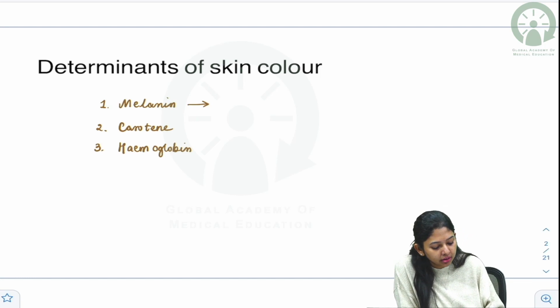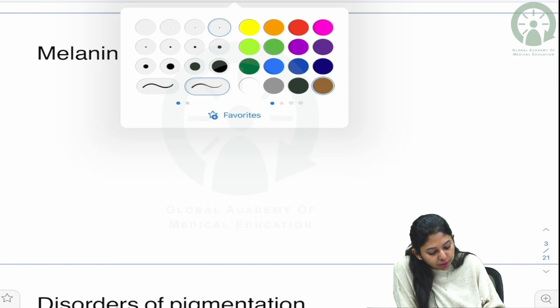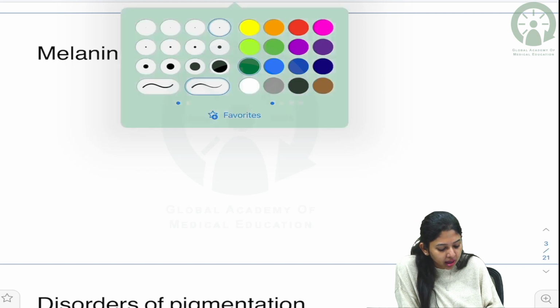And it is determined by genetics. The amount of melanin production is determined by genetics and UV light exposure, sunlight exposure, right? What is the pathway of melanin synthesis? Now everybody has melanin. It depends upon the amount of melanin that is responsible for the color of the skin, right?